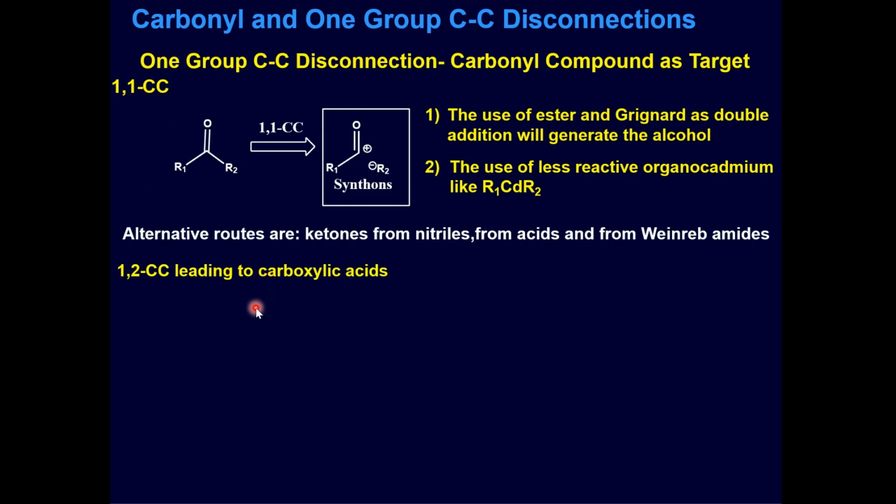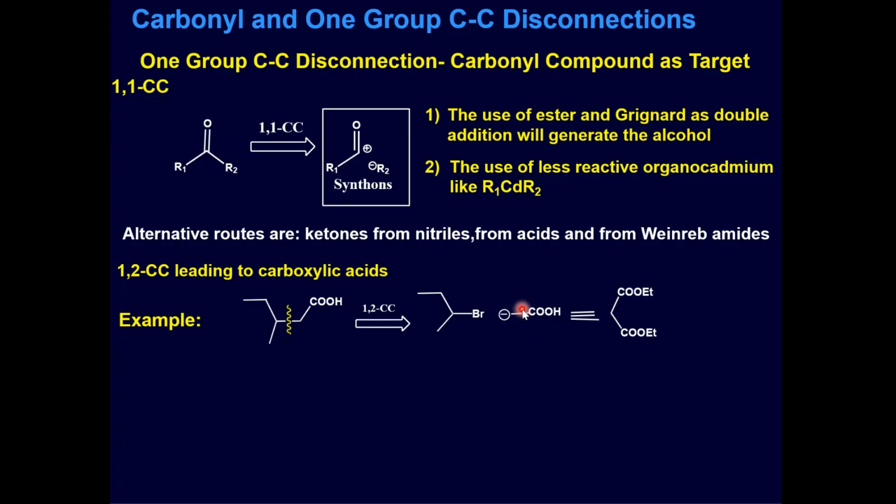1,2 carbon carbon disconnection leading to carboxylic acid. An example I can give is a carboxylic acid. At the second position there is an alkyl group and at the first position a carboxylic group. I do disconnection at this position, 1,2 disconnection, to get this product 1 2 3 4 butane. I'll take 2-bromobutane. Another part is CH2COOH. This is a donor synthon.